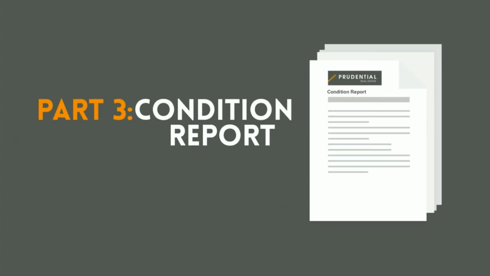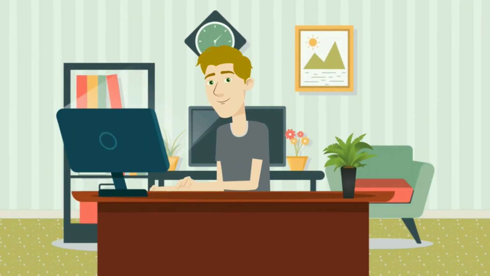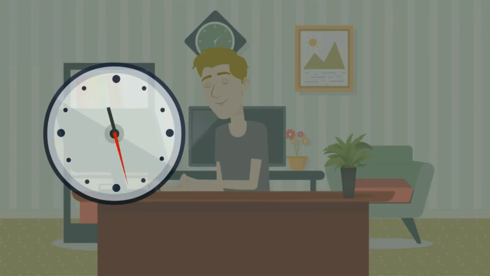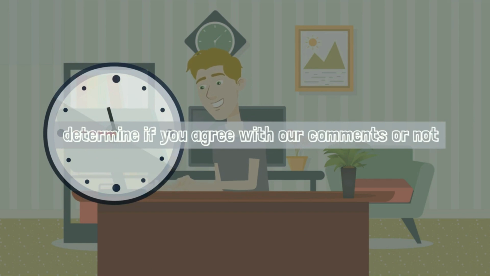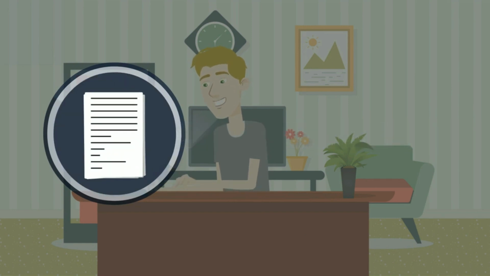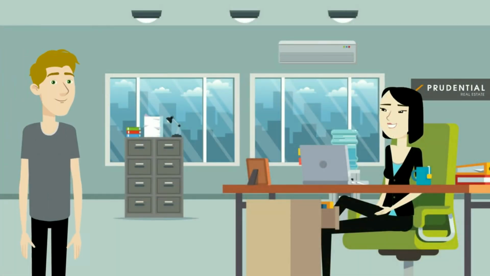Part 3 is the condition report, which describes the current condition of the property the tenant is about to move into. It is very important that when the tenant first moves into the property, they take a bit of time to go through this report to determine if they agree with the comments provided by the agency or not. If there is anything the tenant does not agree with, they need to mark it on the report and return a copy of this report to the office within 7 days.